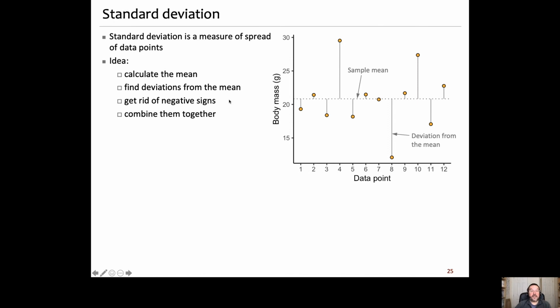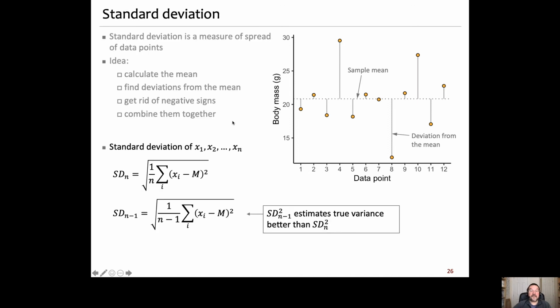When you get rid of negative signs, you somehow combine them together. There are several ways of doing this. You can, for example, use absolute value and find the mean of these bars. This will be called a mean absolute deviation, but it's not very often used. What is most often used is a standard deviation. And you can find in literature two different definitions of standard deviation. I will mark them as SD with index n and index n minus 1.